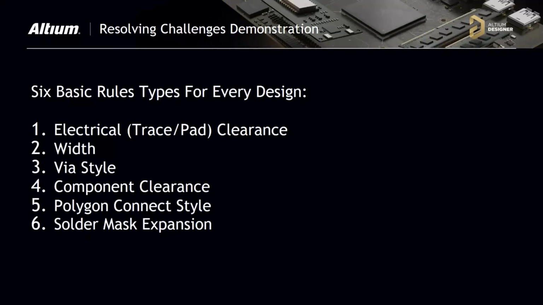Well, the first one is the electrical trace and pad clearance rule, and the next is the width constraint and the via style. What are via styles? You need them in interior design, and the next one is the clearance between the components. You have to set this properly. For polygon connect style, you need a direct connection to your pads and vias, or a thermal relief connection to your pads and vias, which we need to define properly. And the solder mask expansion, how much expansion you require from your pad edge, we need to specify inside the Altium design rules. So they are the 6 basic rules when applying the design.